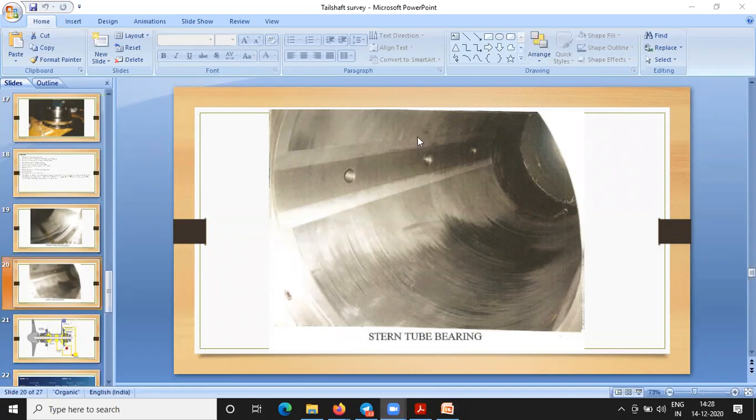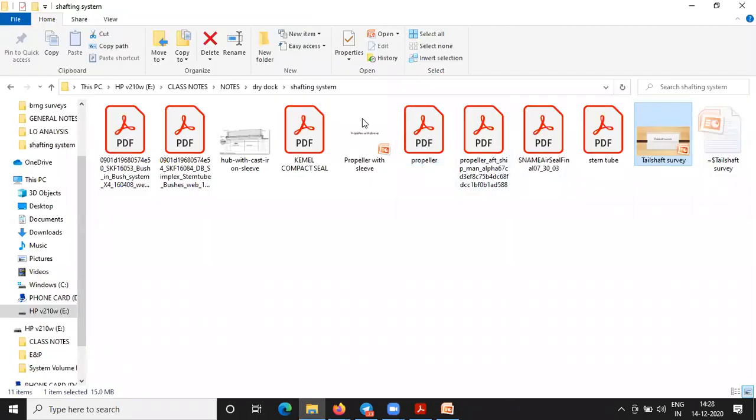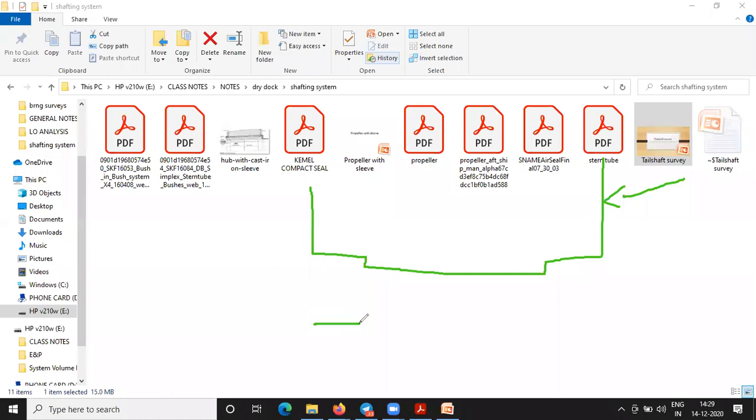Okay, let me explain to you about the stern tube. See here. What is this? This is the stern frame. Here is the aft peak. Everything comes here. This is out of the ship. Here is all seawater. The stern frame is like this.